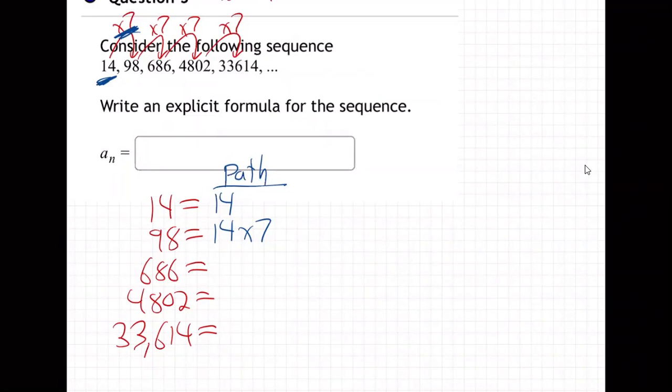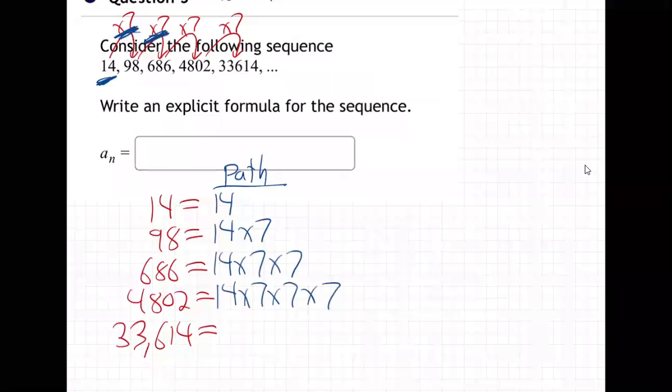How did we get to the 686? We took 14 and we multiplied by 7 2 times to get to the 686, right? How did we get to the 4802? We took the 14 and we multiplied by 7 3 times. And finally, the 33,614. We took 14 and multiplied by 7 4 times.